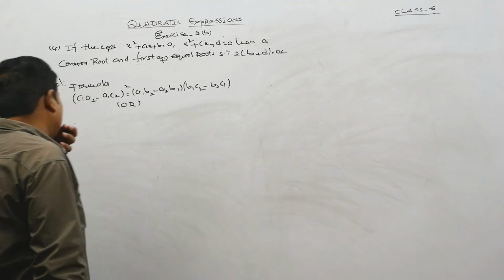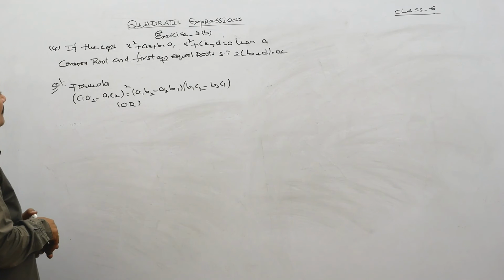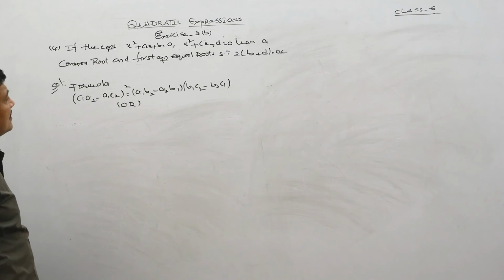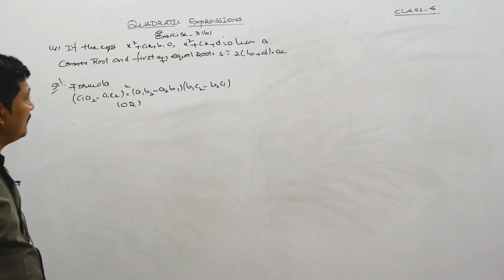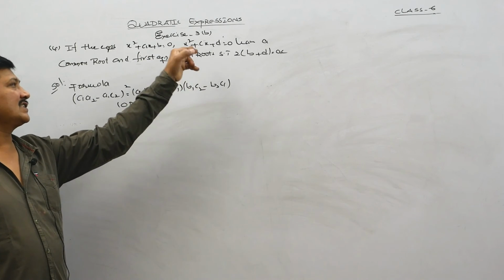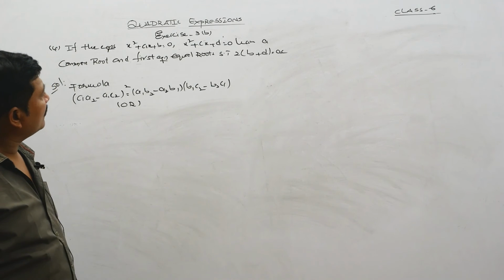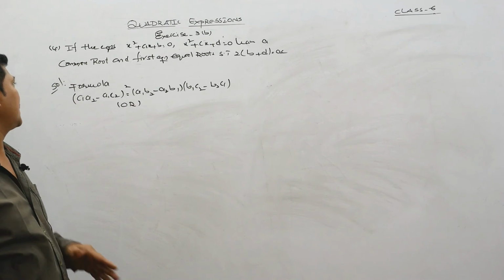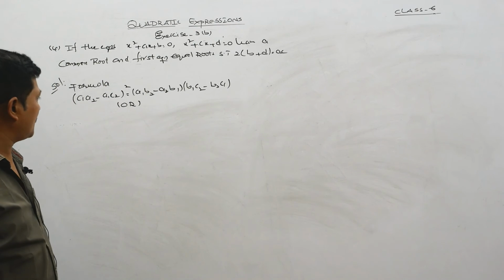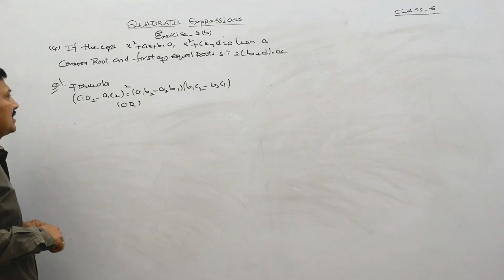So observing here, we are given two conditions. The first condition is both are having a common root, and most importantly first equation is having equal roots. Then we are asked to prove that 2 into b plus d is equal to AC. Again you can use the same formula to do that one, so you follow that one. We will go with the second one.